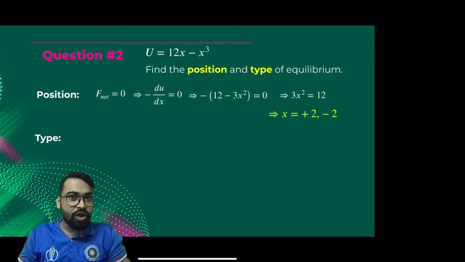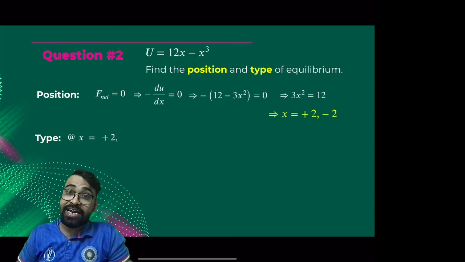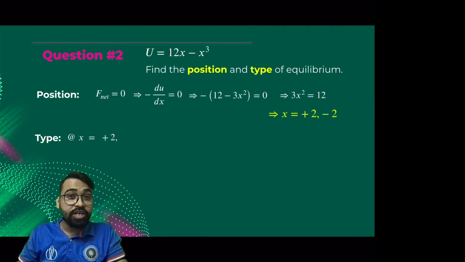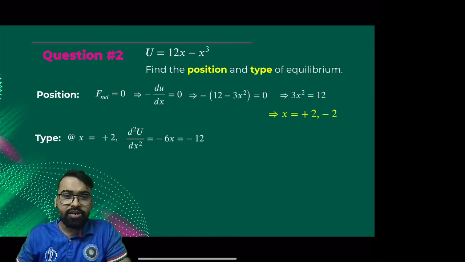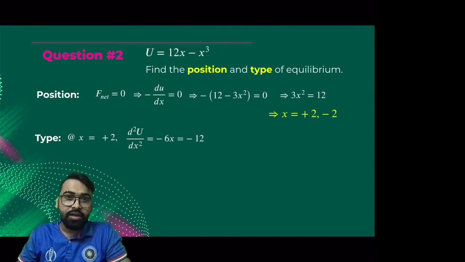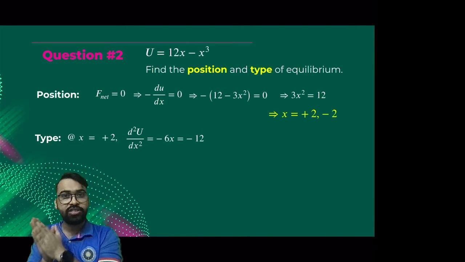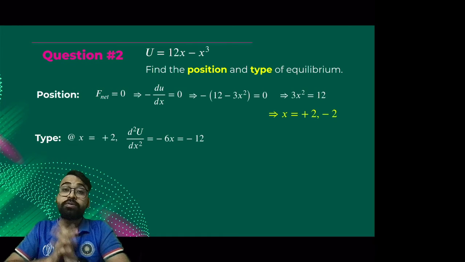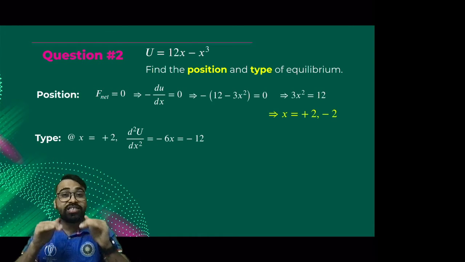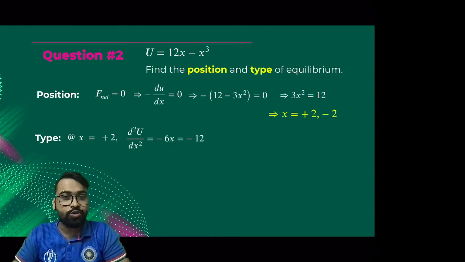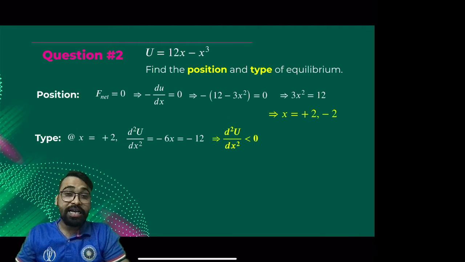So I will say that if I want to get the type, let us say I'm first taking x equal to plus 2. In this case, I again find d2u by dx2, that is the double derivative of u with respect to x. I'll find out that it comes out to be minus 6x. Why? Because that 12x is gone. Minus x cube differentiated gives minus 3x square, and differentiated again, it gives me minus 6x. And as soon as I put x equal to plus 2, I get minus 6 into plus 2 equal to minus 12. So this d2u by dx2 turns out to be minus 12, which, more importantly, is less than 0.